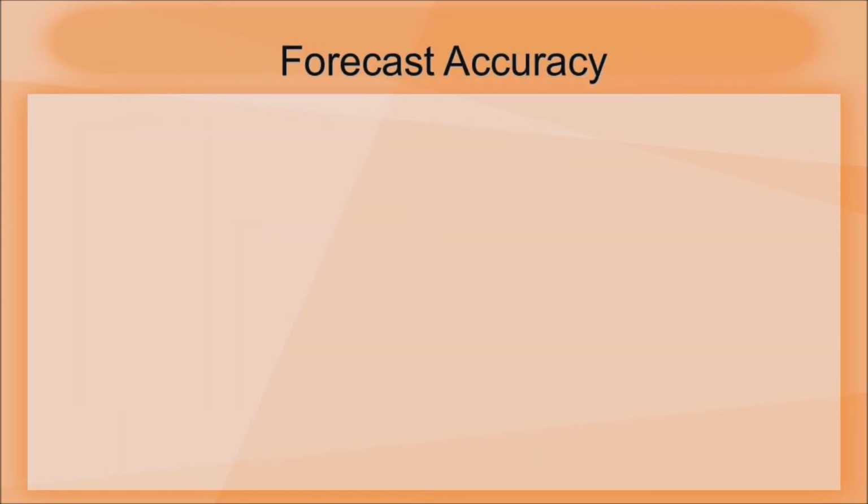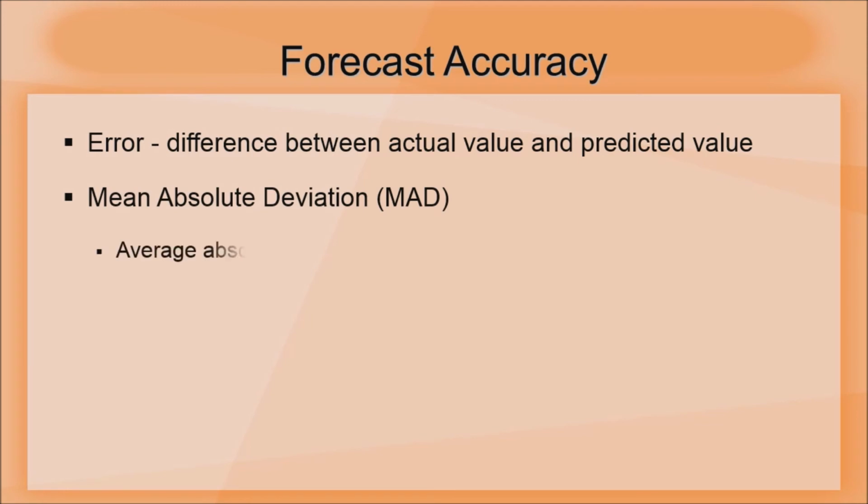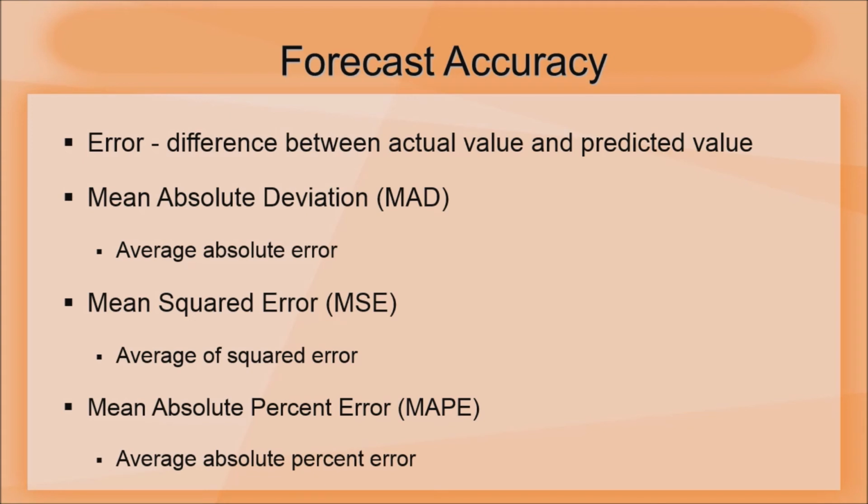Forecast accuracy. Error is the difference between actual value and predicted value. Mean absolute deviation, MAD, is the average absolute error. Mean squared error, MSE, is the average of squared error. Mean absolute percent error, MAPE, is the average absolute percent error.